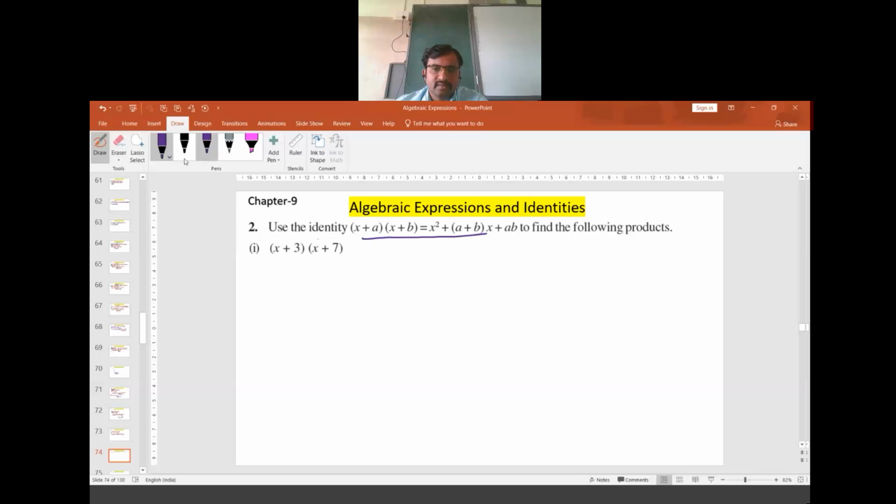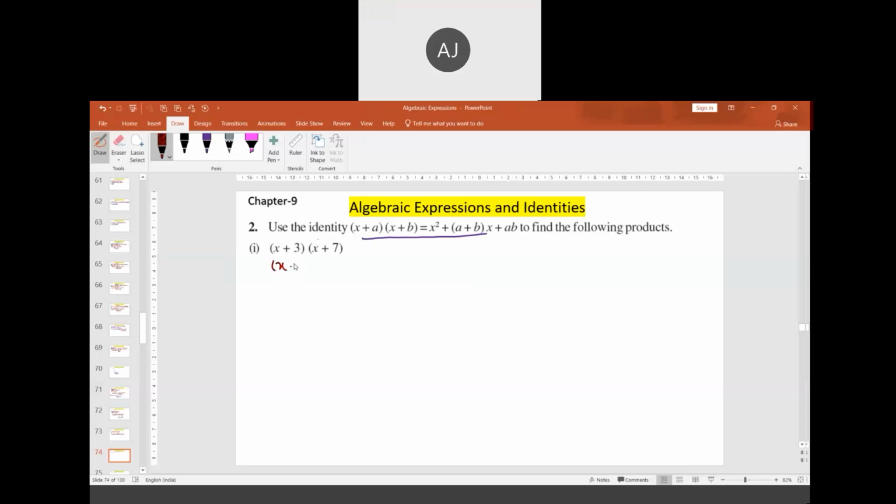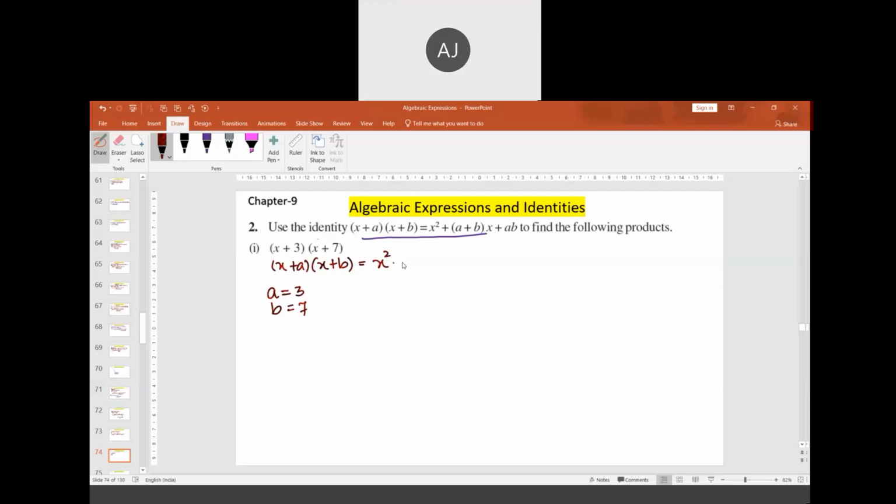Here, observe carefully. We have x plus a multiplied by x plus b. Compare here. What is the value of a? 3. What is the value of b? 7. So in the identity we have x square plus a plus b times x plus ab.